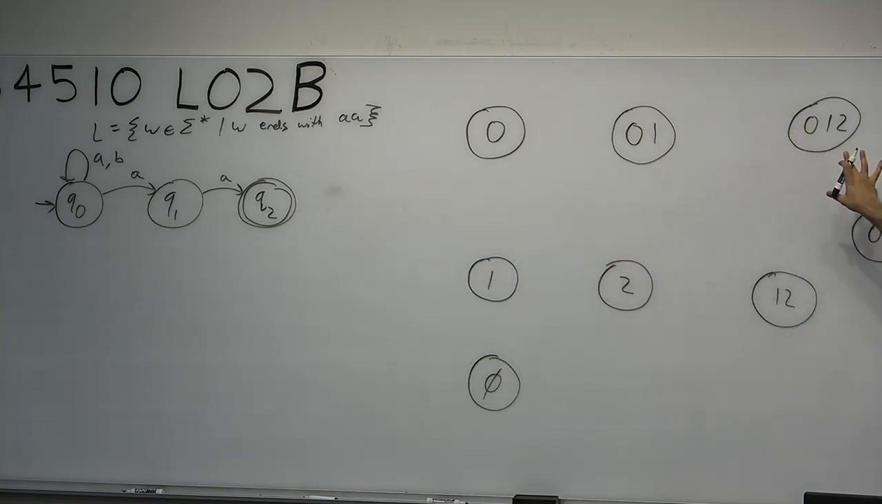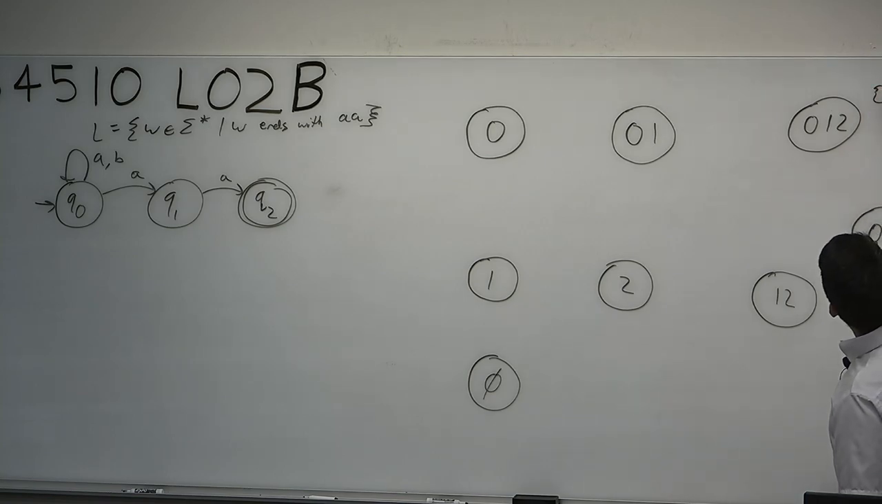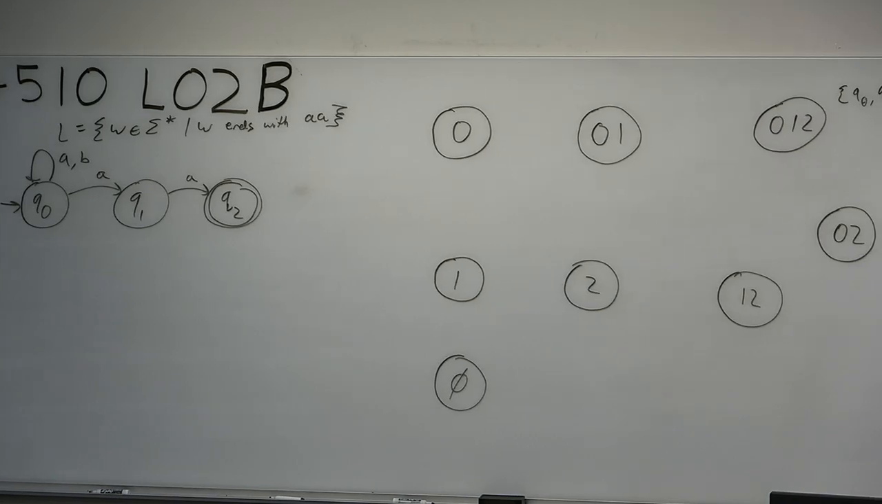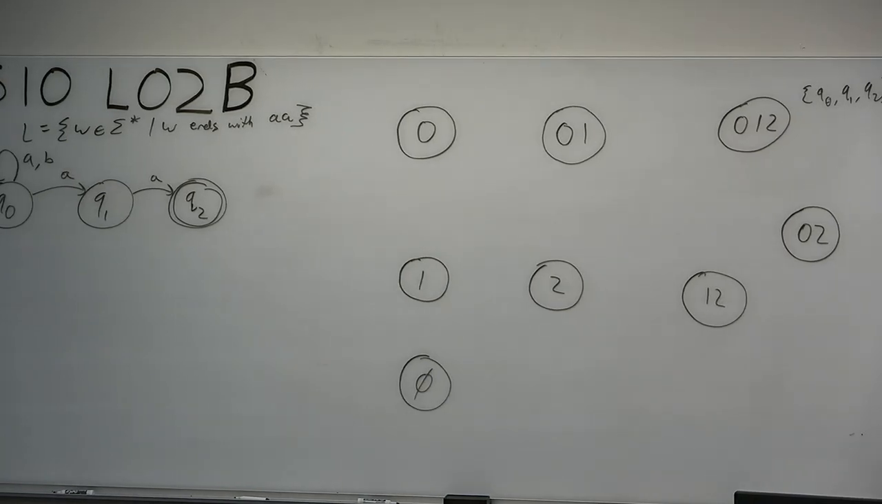012 is not really 012, but it's the set corresponding to Q0, Q1, Q2. I've just shortened the notation so I don't have to write a set for each element. I can just keep the index of the numbers. There's three Qs, now I have one Q. First thing to note is there's already a lot of states on the board. That's like 8 states. That's a lot of states. Hopefully we won't have to use them all.